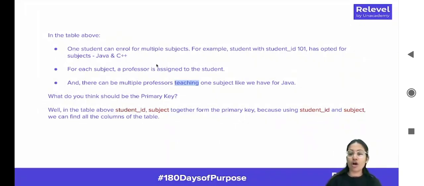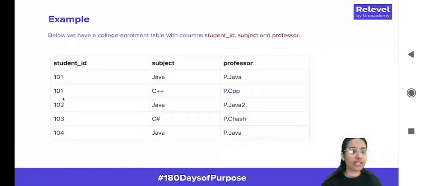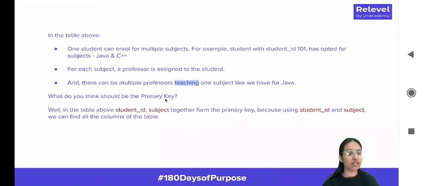Because if we know for what student ID and for what subject he or she has opted for, it is basically always going to point towards a single row itself. So using the student ID and the corresponding subject, we can uniquely identify each and every row. So we know the primary key here as well.